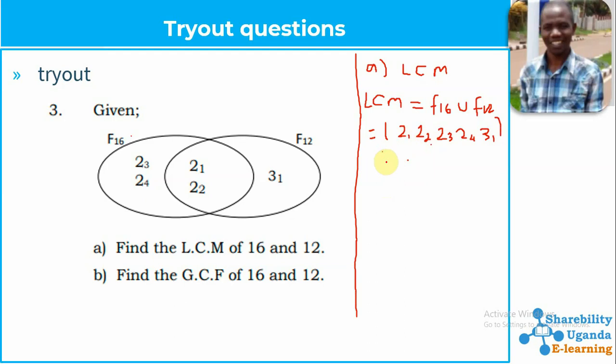So let's have an overview of how we get these numbers. How do the 2^1, the 2^2, and the 2^3 come about? This is by using our prime factorization. Let's say we have our 16. We are going to use the factor tree method here.